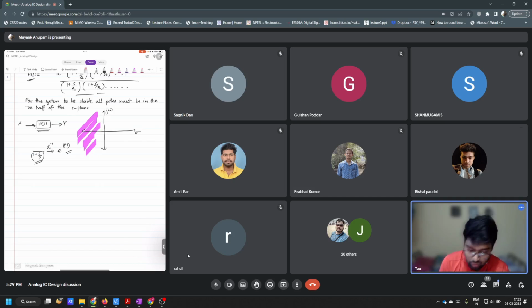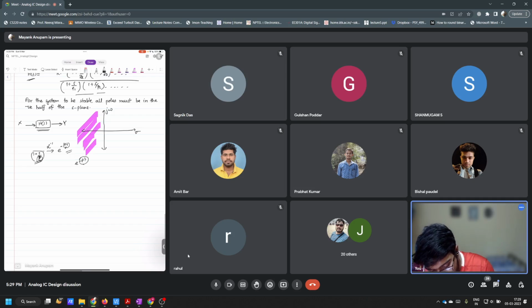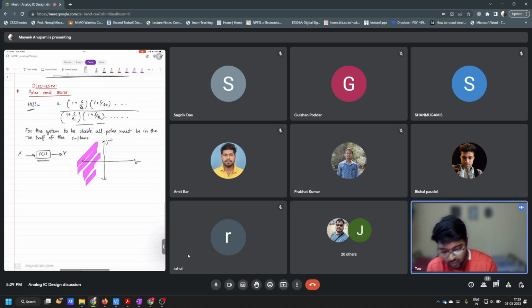So if the denominator here, this p, becomes negative somehow, then e to the power minus pt will become positive. If p is less than 0, then this will simply rise exponentially, so that the system becomes unstable. So basically you only have the constraint on poles and not on zeros.